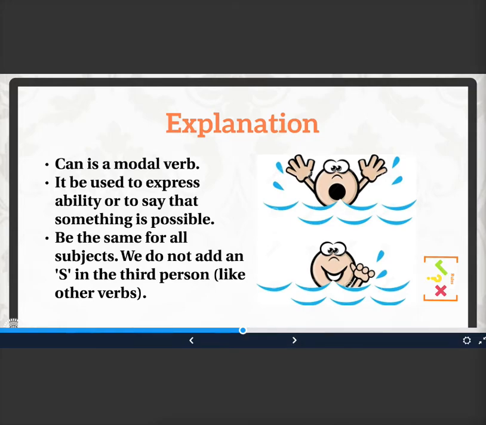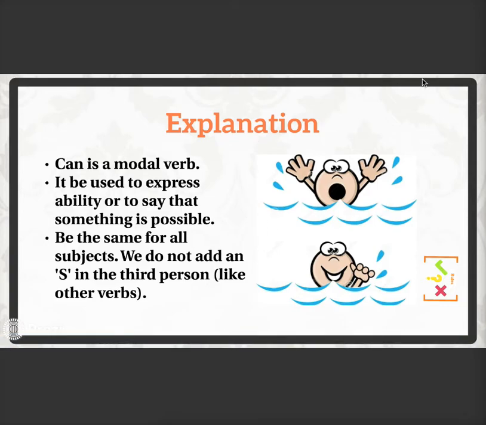We are going to read this slide. So, Samu, can you please help me reading this part? Okay, Miss. Can is a modal verb. It is used to express ability or to state that something is possible. It is the same for all subjects. We do not add an s in the third person like other verbs.